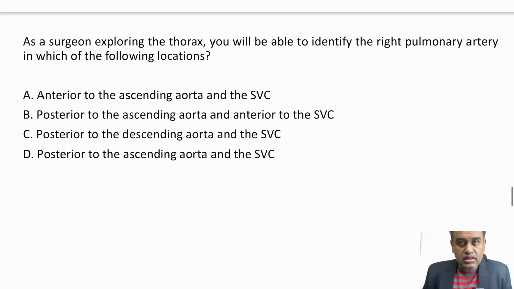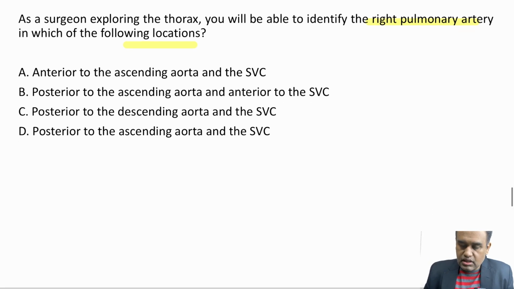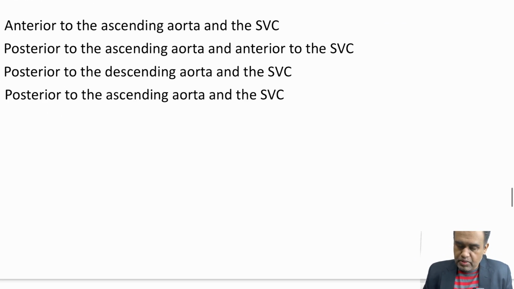As a surgeon exploring the thorax, you will be able to identify the right pulmonary artery. So there is a pulmonary trunk dividing into two pulmonary arteries. Identify the right pulmonary artery in which of the following locations? Anatomically, where would you see the right pulmonary artery? Think. The moment a question like this comes in your mind, the diagrams. Therefore, in anatomy, you always keep on saying diagrams are so important. The diagram should run in your mind.